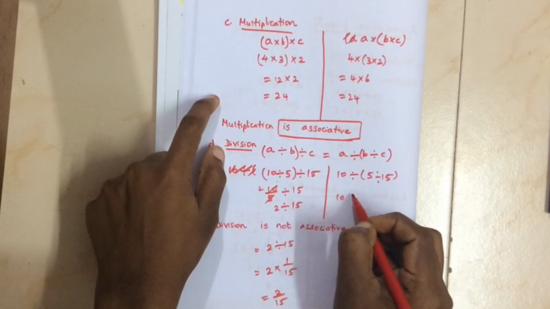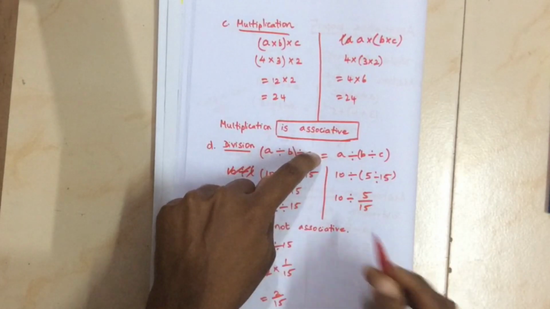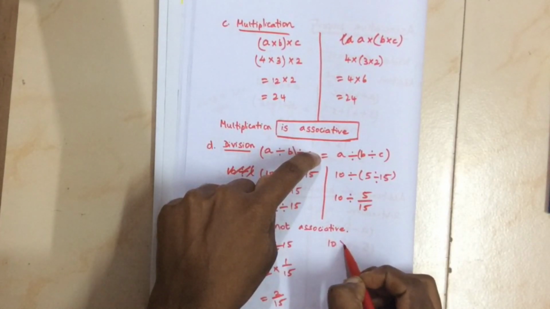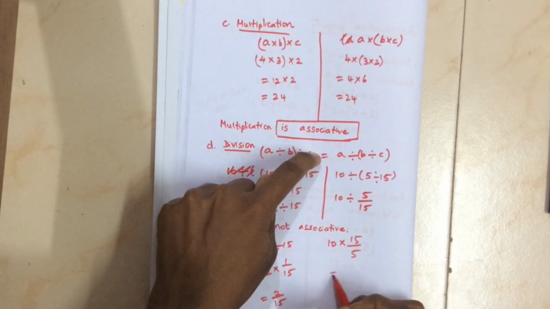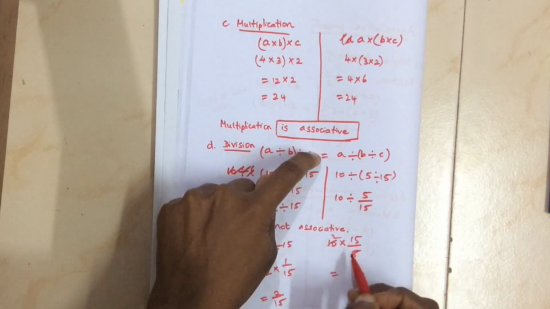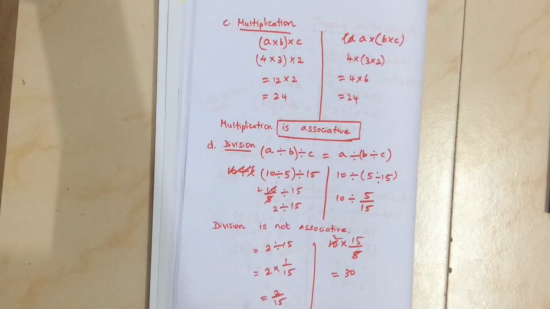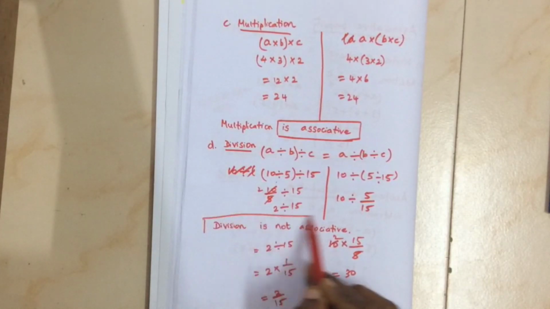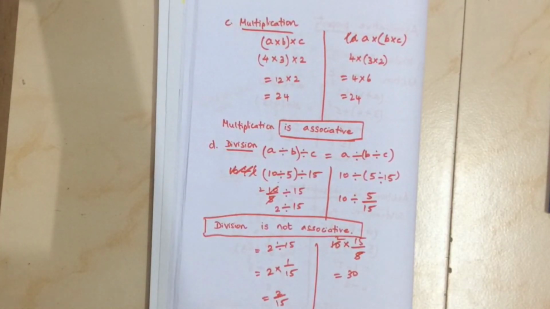So 10 divided by (5 divided by 15). What is this? 10 multiplied by 15 divided by 5. So this is 5 1s are 5, 5 2s are 10, 15 2s are 30. See, here it is 2 by 15 and here it is 30. So division is not associative for whole numbers. Surely you have to try for some more examples.